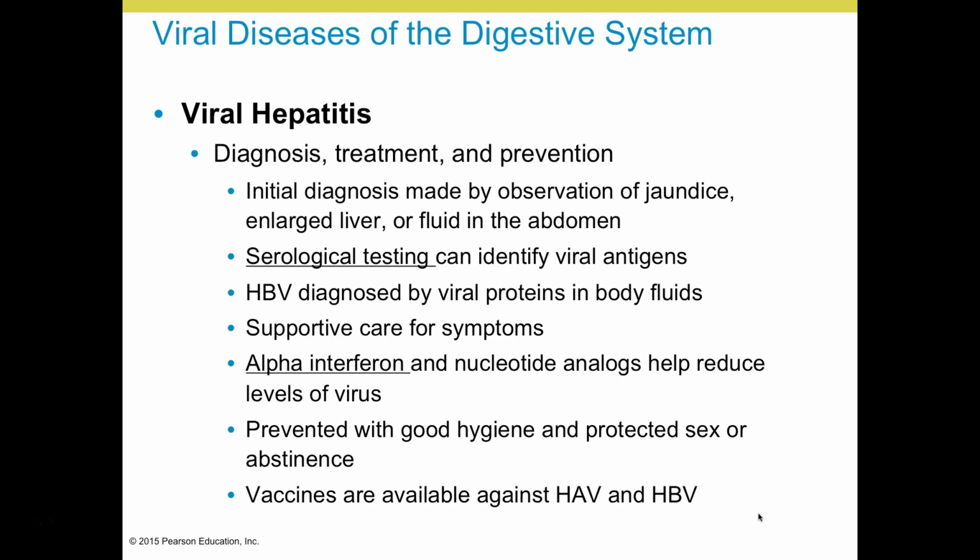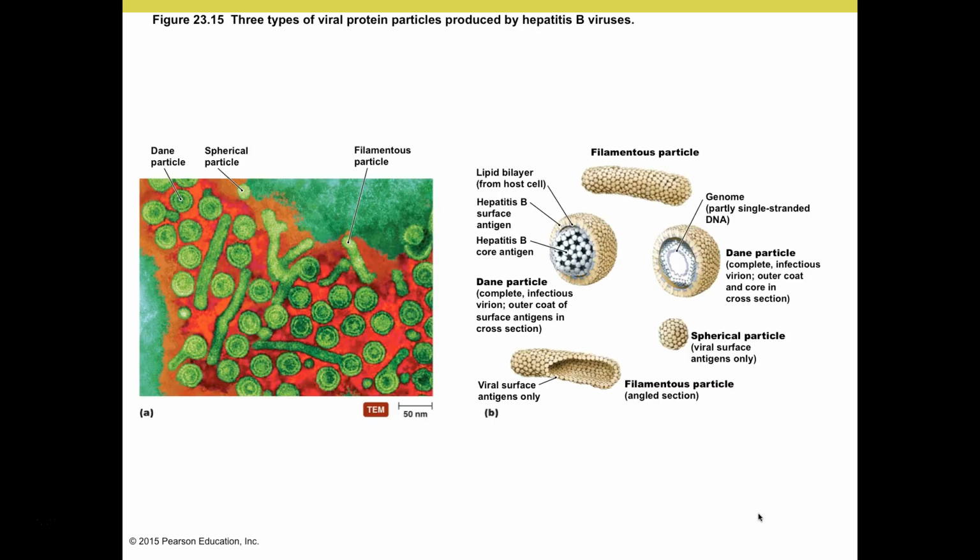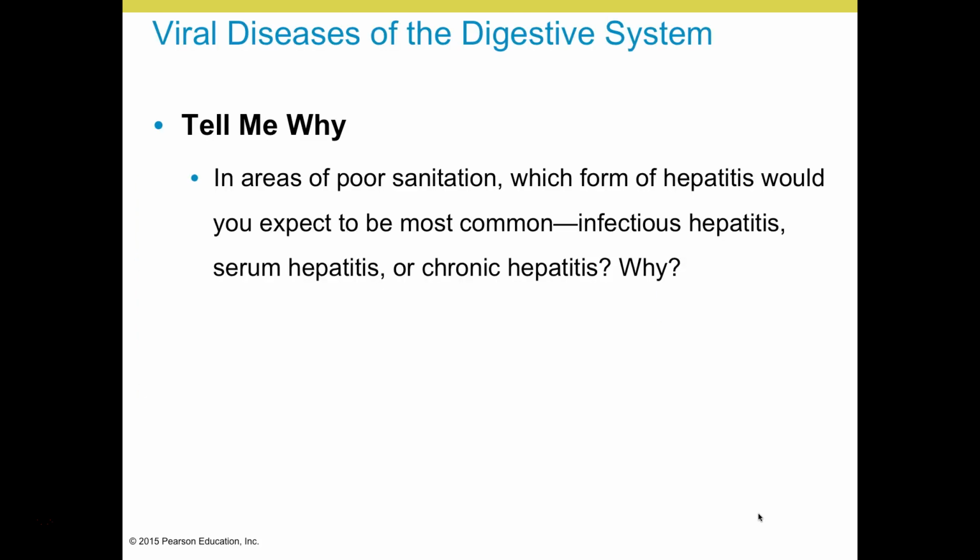And alpha interferon is the actual treatment given to people with hepatitis. It is not a cure, but it actually helps the patient not to get cirrhosis in the long run. Vaccines exist for type A and B, but not for C, D, or E. Tell me why.